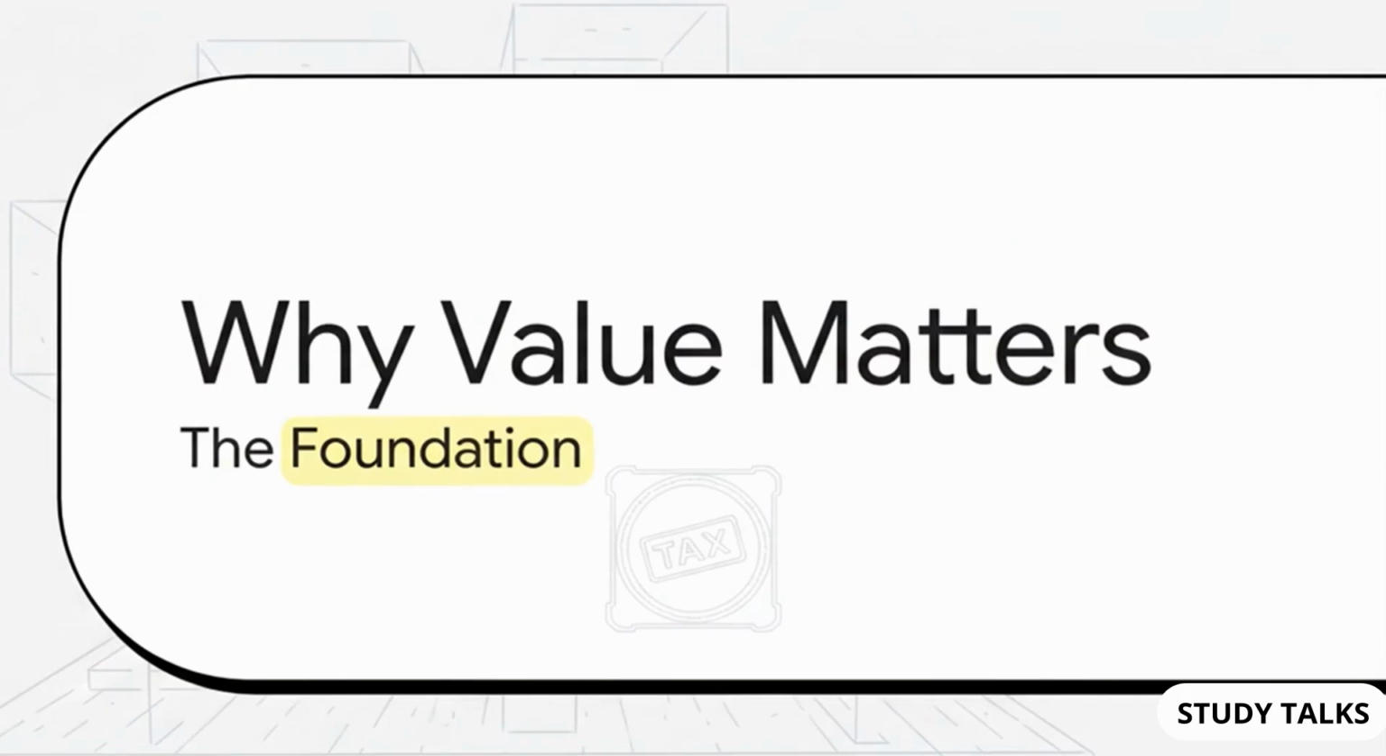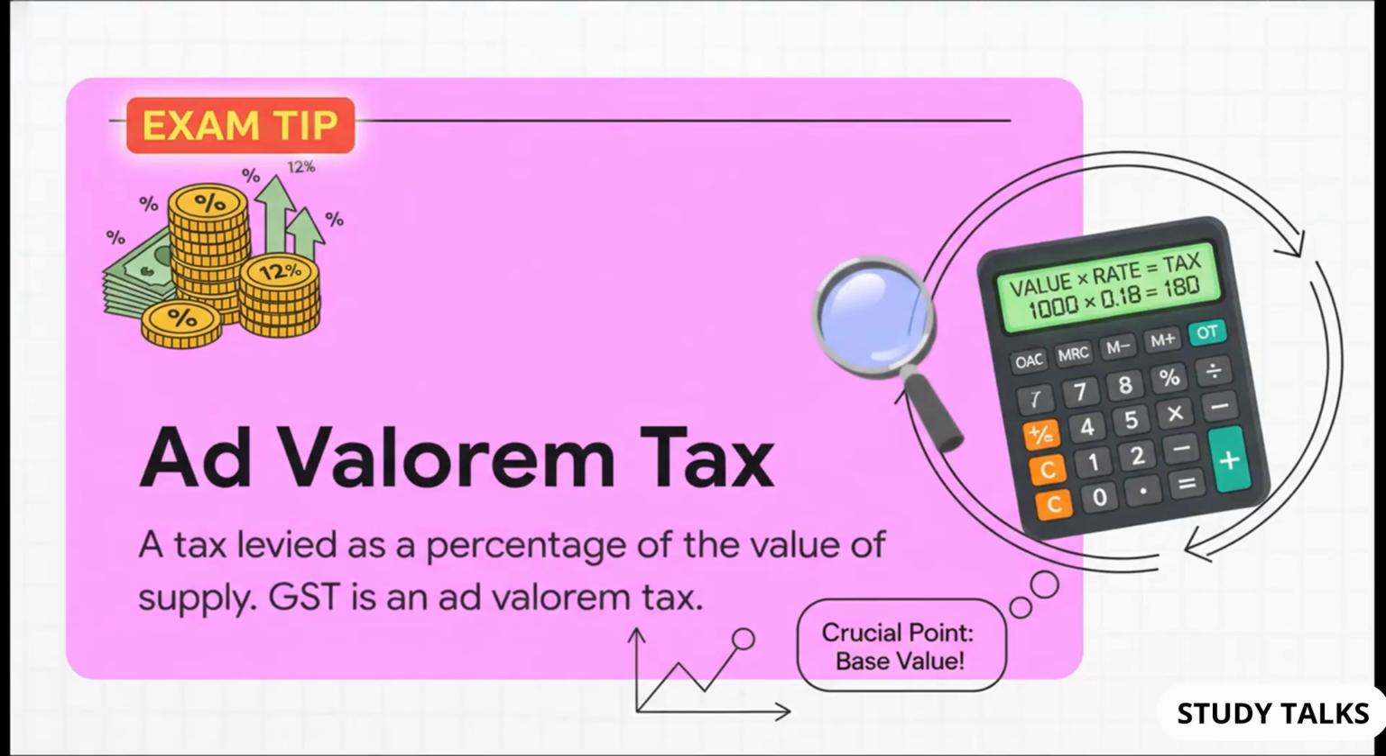So first up, why all the fuss about this one single calculation? Well, honestly, it's because it's the very foundation of how GST works. See, GST is what's called an ad valorem tax. I know, it's a fancy Latin term, but it just means according to value. It's not a flat fee, it's a percentage, 5%, 12%, 18%. And that percentage is applied to a value. So if your base value is wrong, everything that follows is wrong.